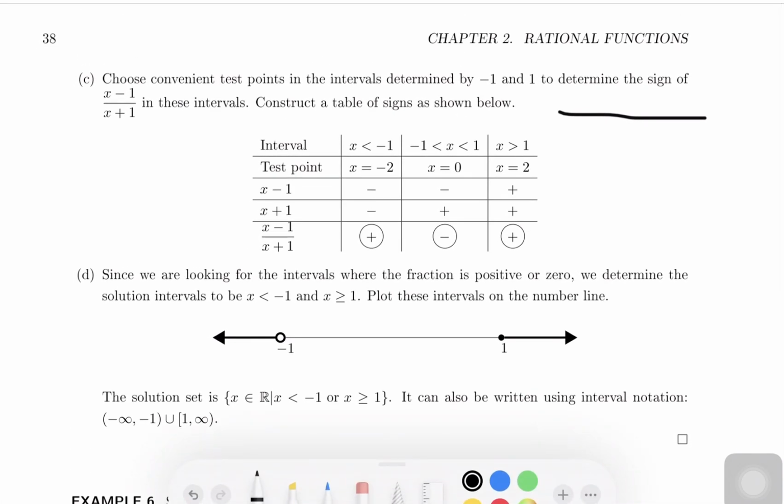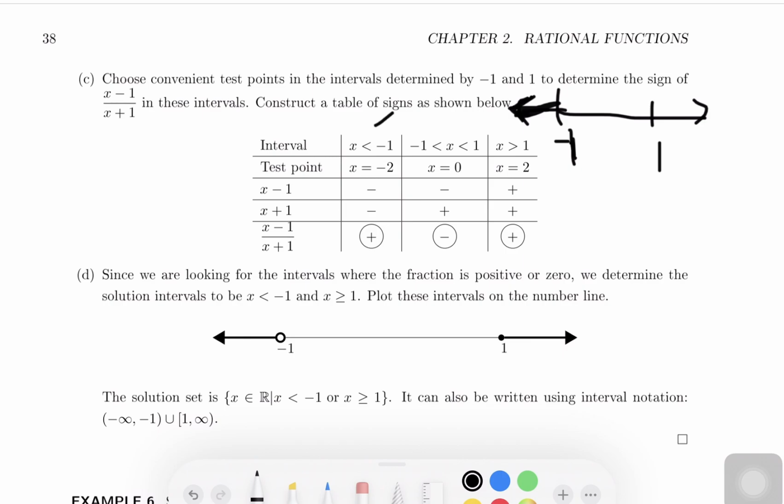This is our interval. We have negative 1 and 1. So in this case, we have 3 sub-intervals for all real numbers. We have this part, so this part is x is less than negative 1.